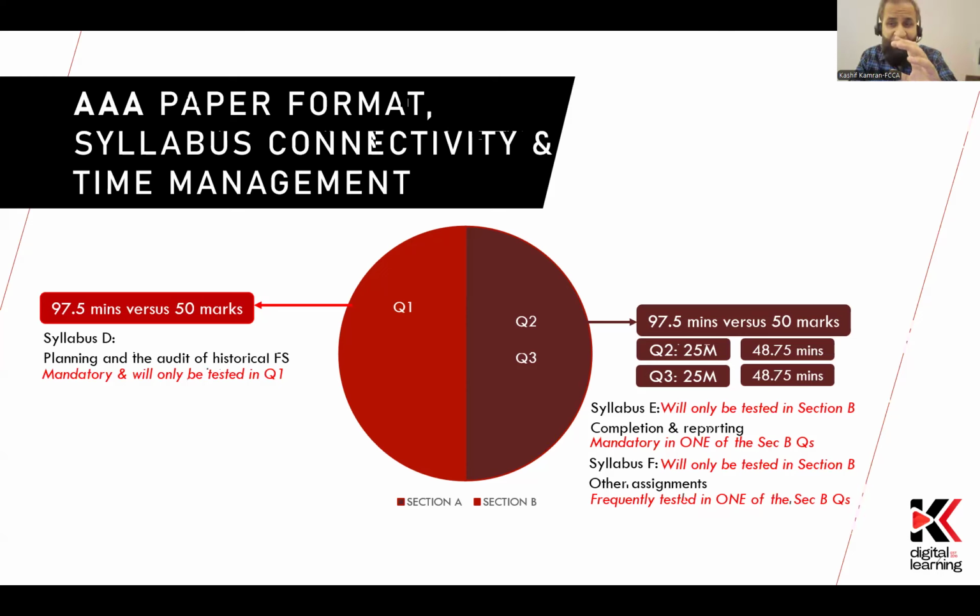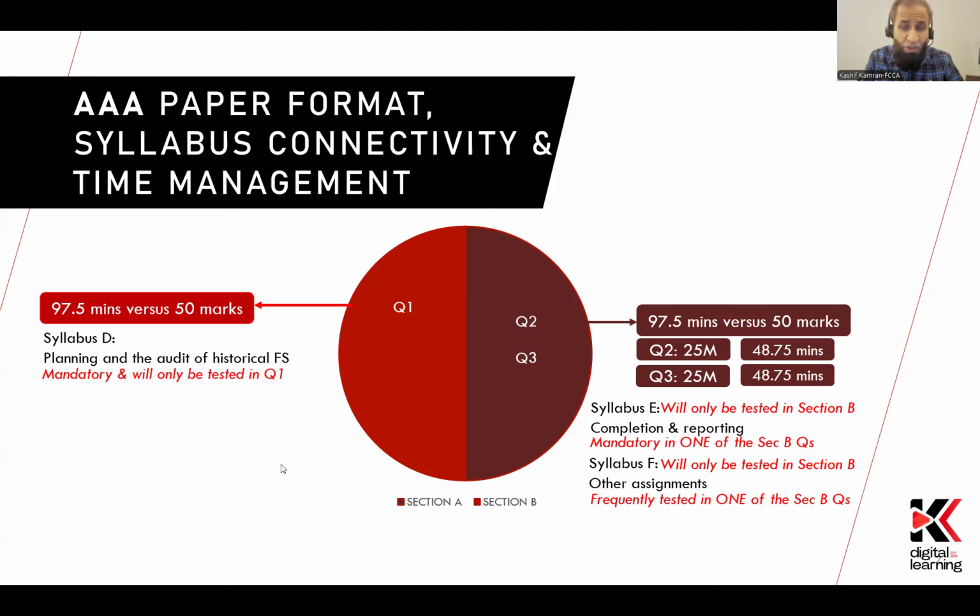So you have 7 syllabus areas. Of them, D, E, and F are very important. Is everyone clear so far? Before I unfold syllabus areas A, B, C, and G, is everyone clear with D, E, and F? And how will they be tested? Is everyone sound with it?